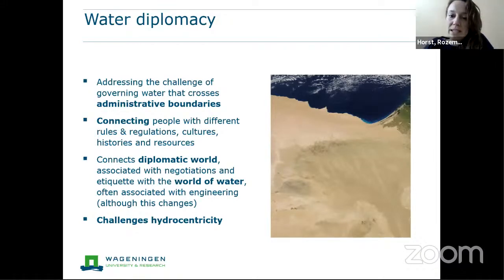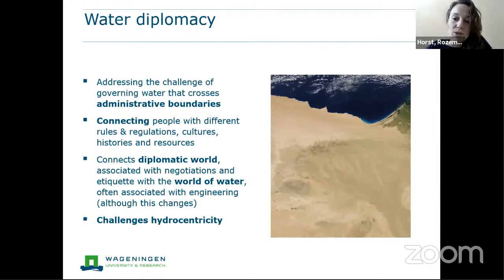So water diplomacy is addressing the challenge of governing water that crosses administrative boundaries. So as we see, surface water and groundwater flow, so they cross boundaries. It forces us in many different ways at local levels, between municipalities, between regions, and also between countries and federal states to work together and to discuss the water that flows either on the surface or underground between these administrative boundaries.